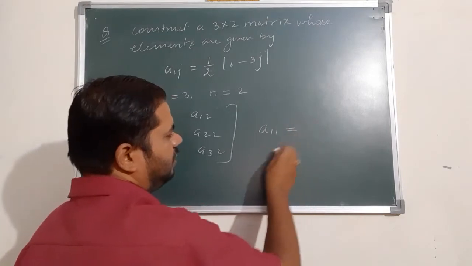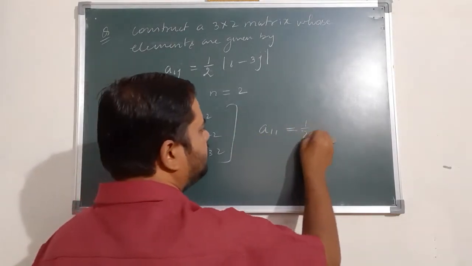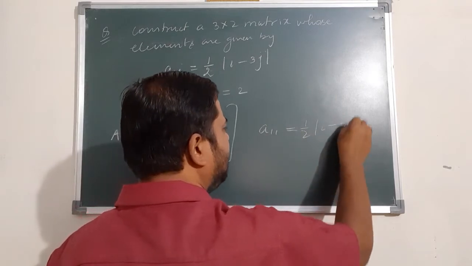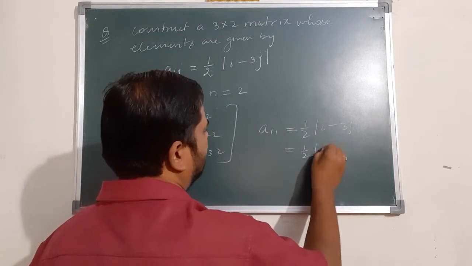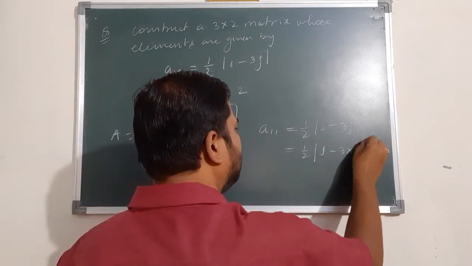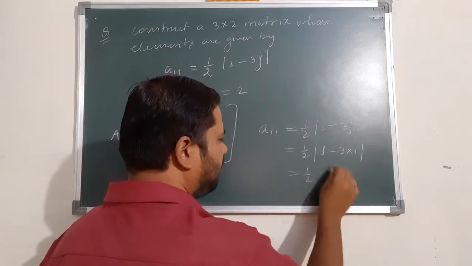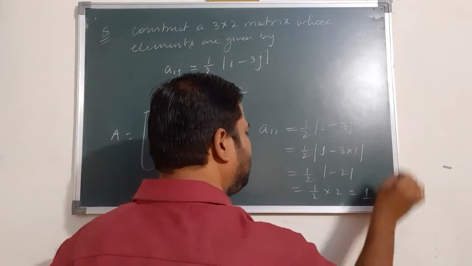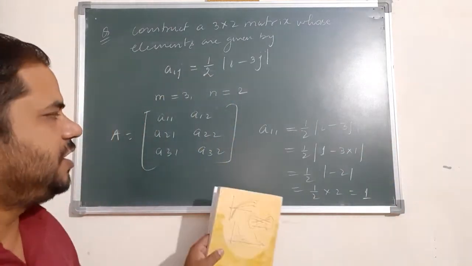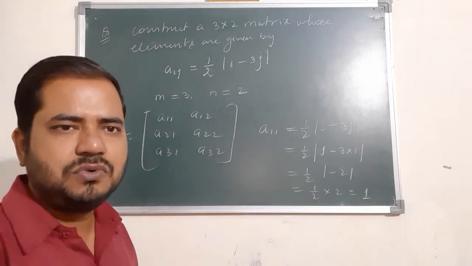A11 means what? I is 1, j is also 1. So 1 by 2 of |i minus 3j| in mod. So 1 by 2 of |1 minus 3 into 1|. So 1 by 2 into |2 minus 2|, within mod minus 2, so this is 1 by 2 into 2, and this is nothing but 1. So element A11 is 1. Similarly, we find A12, A23.